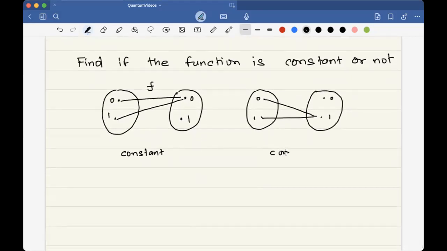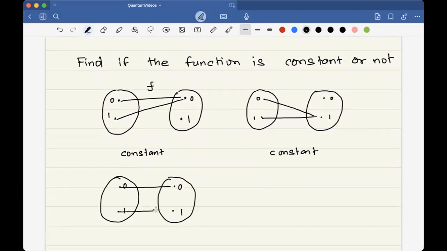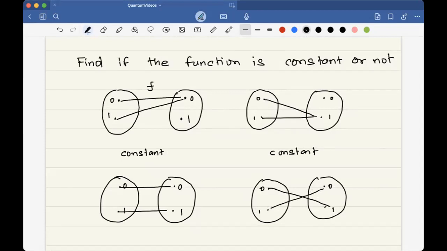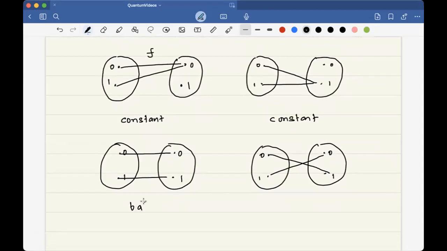And of course, there are two other possibilities. And well, it could be 1-to-1 in this fashion, or it could be this possibility. And we'll call these cases as balanced. So the function could be either constant or balanced. And by making a minimum number of queries or calls to the function, we have to determine if the function is constant or balanced. Now, classically, you can query the function by making a function call.